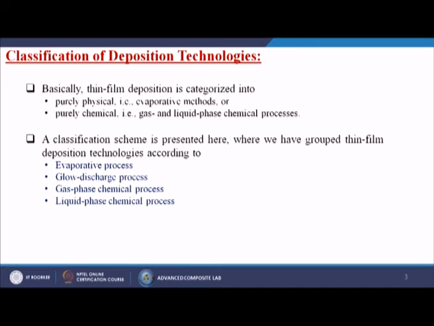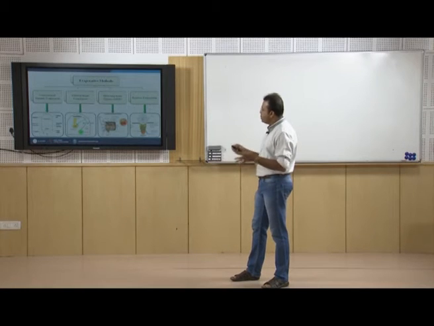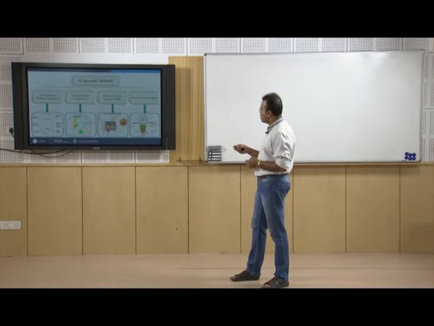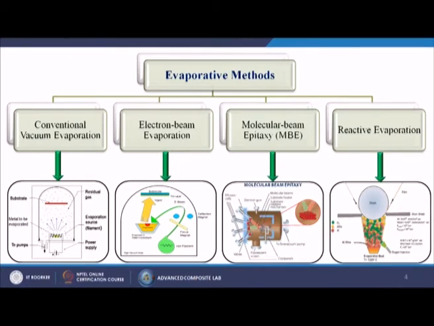Then a classification scheme is presented here, where we have grouped thin film deposition technologies according to evaporative process, glow discharge process, gas phase chemical process, and liquid phase chemical process. From this table we can see that several evaporative methods are available. One is the conventional vacuum evaporation method, next is the electron beam evaporation method, next molecular beam epitaxy, and the last one is the reactive evaporation method.